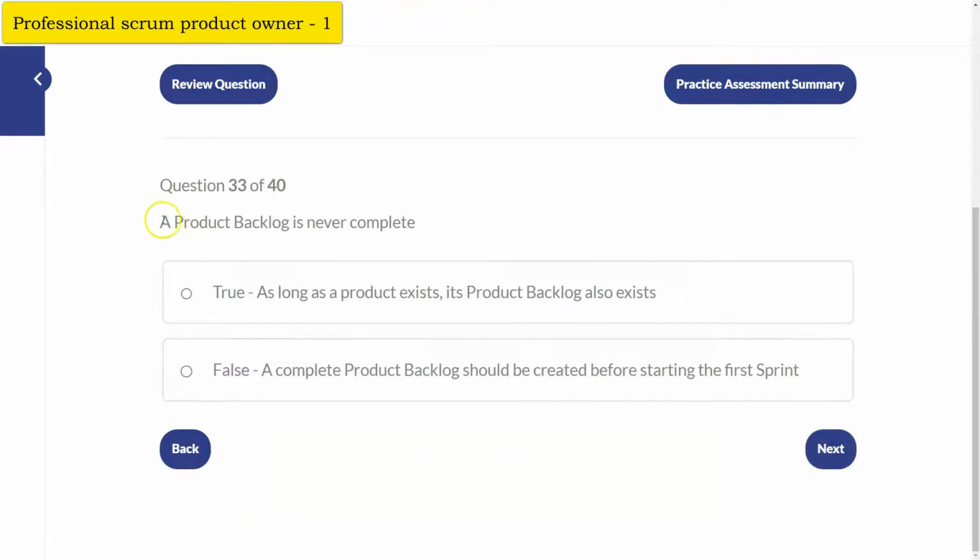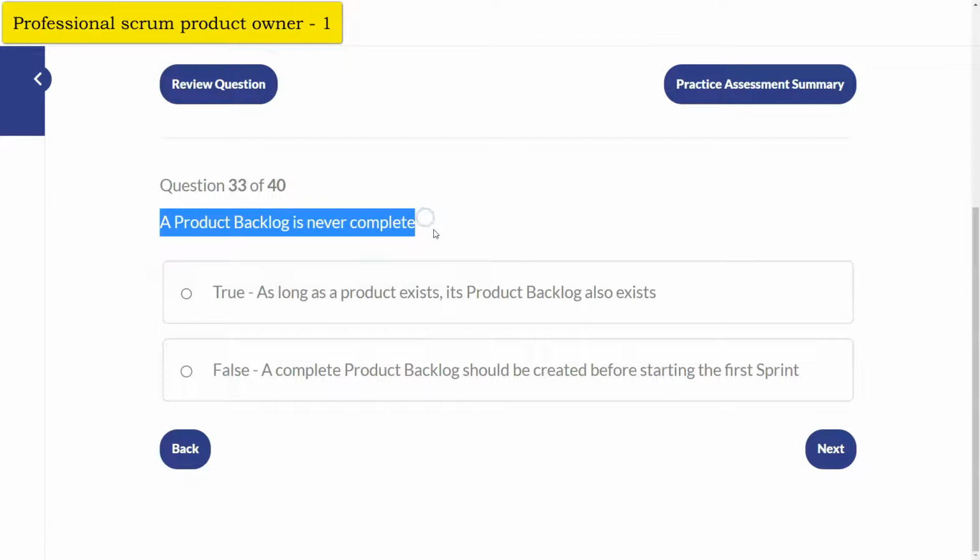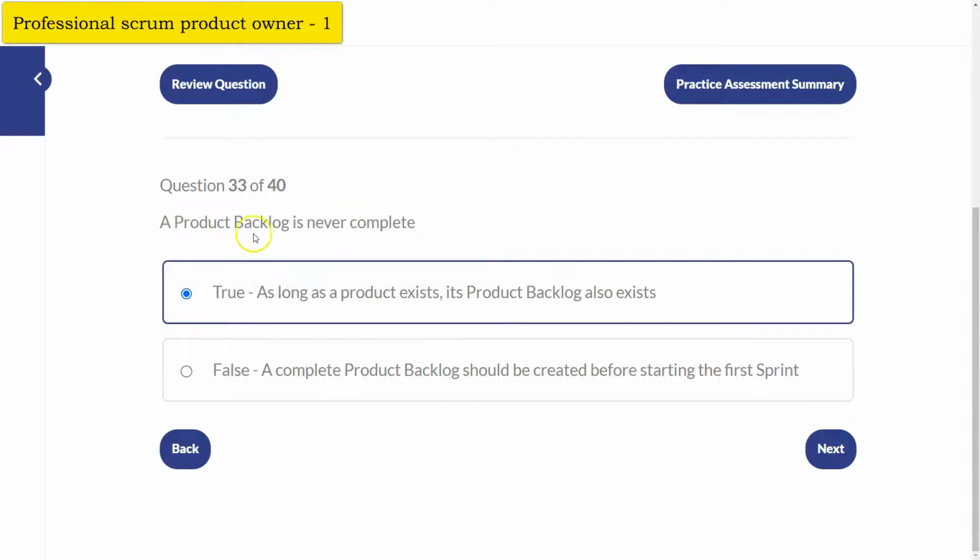Next question. A product backlog is never complete, true or false? So the answer is true. Product backlog never completes as long as the product exists. If the product exists, its product backlog also exists.